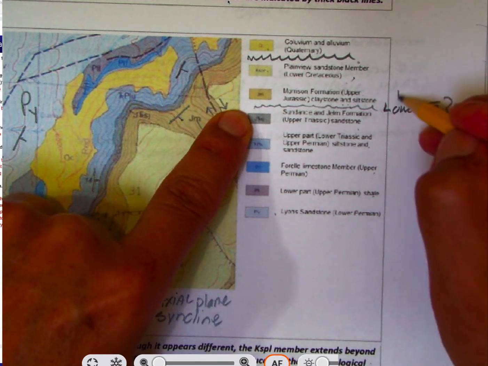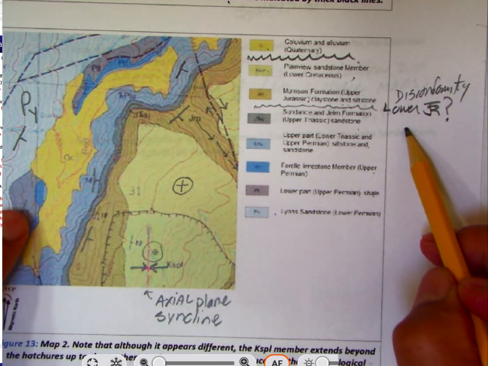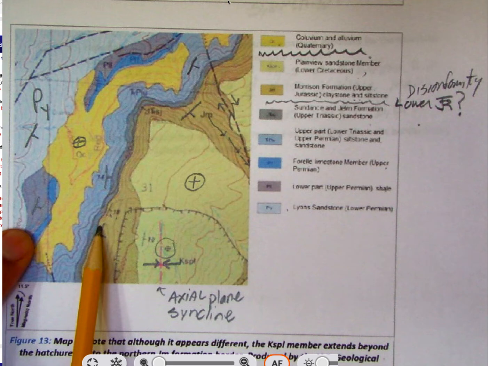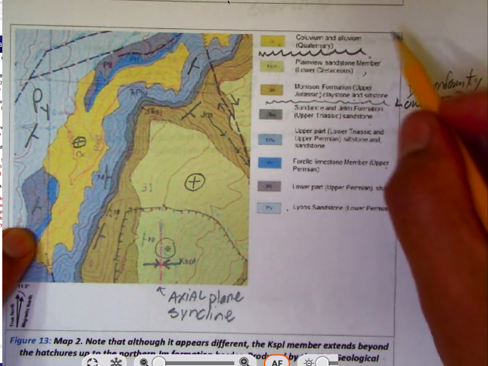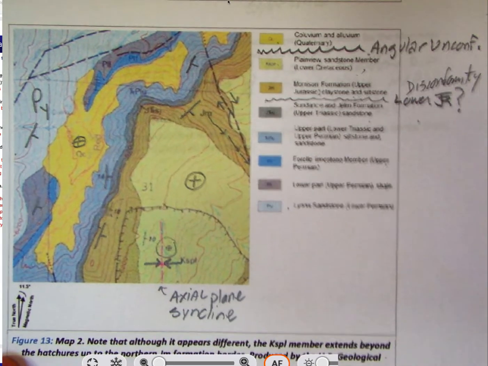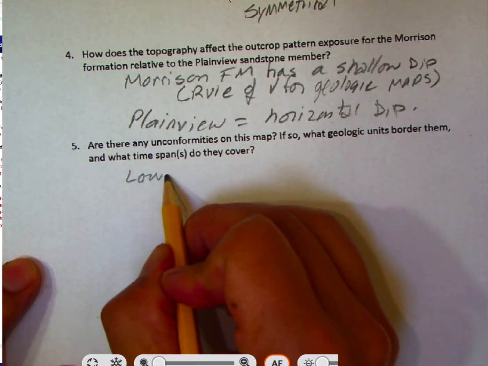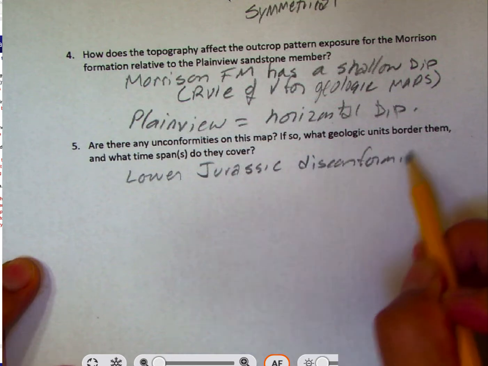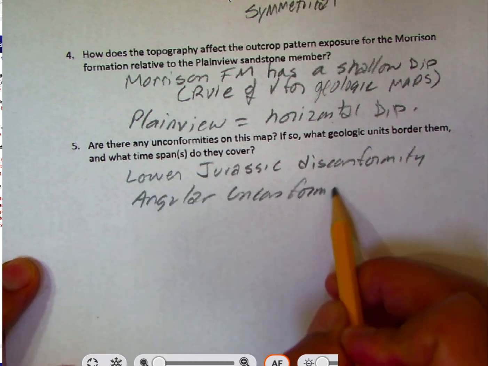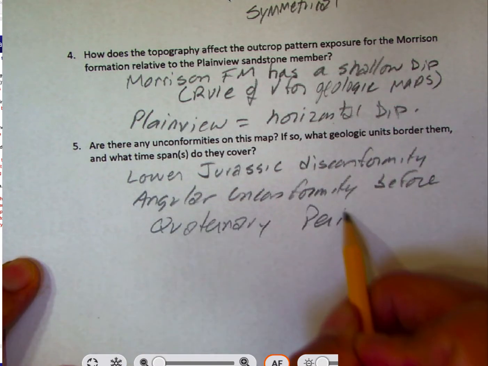And so maybe this would be a disconformity. So there's two things going on. There's this disconformity and the fact that, remember, the Quaternary strata is all going to be horizontal as well. And the fact that all these strata older than Quaternary are dipping, so this one's probably an angular unconformity. So that's what we want to add here. So there's two unconformities that we'll talk about. So there's the lower Jurassic disconformity, and then there's the angular unconformity before the Quaternary.